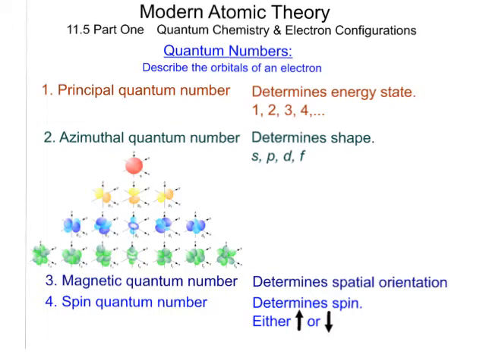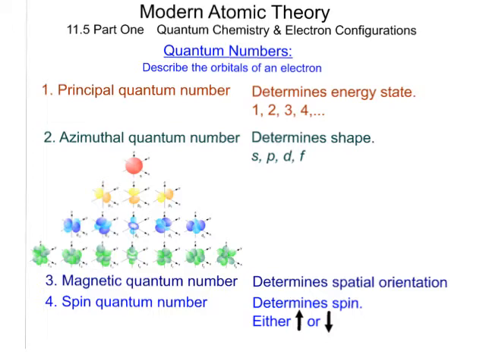The first quantum number is the principal quantum number. Imagine that. The principal quantum number determines the energy state that the electron is occupying. So they are numbers like 1, 2, 3, 4, and the higher the number, the greater the energy. So that's what the principal quantum number is. Sometimes it's represented by the letter N equals 1, 2, 3, or 4, or whatever the energy state is.